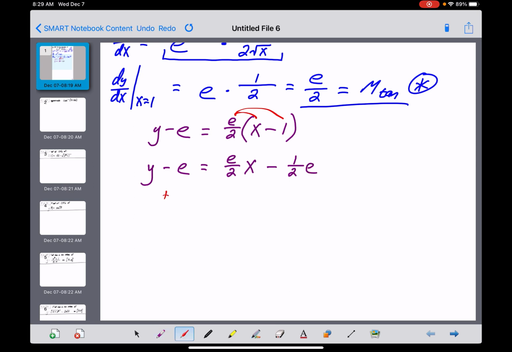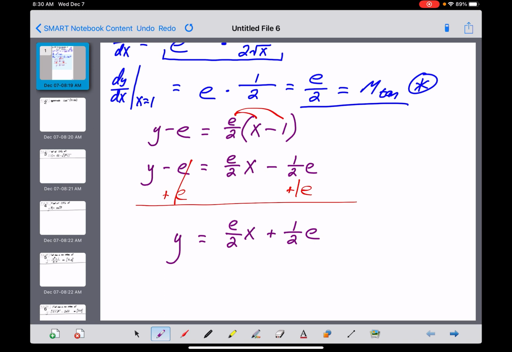And then to solve for y, we're going to add an e on both sides, and of course, that's a 1e there, everybody. Those cancel, and we end up with y equals e over 2, that's your slope, times x, and then what's going on right here? Negative 1/2 e plus 1e is going to give us a plus 1/2 e. So that's the equation of the tangent line. The only thing that's different here, guys, is in 4.1 with a linearization, instead of putting a y there, we tend to call that function L of x. So that's how I'm going to express my answer right there.